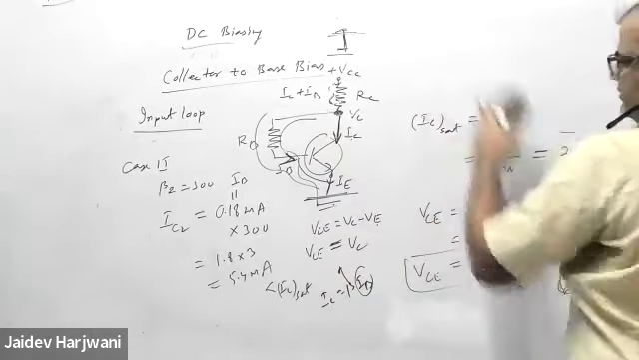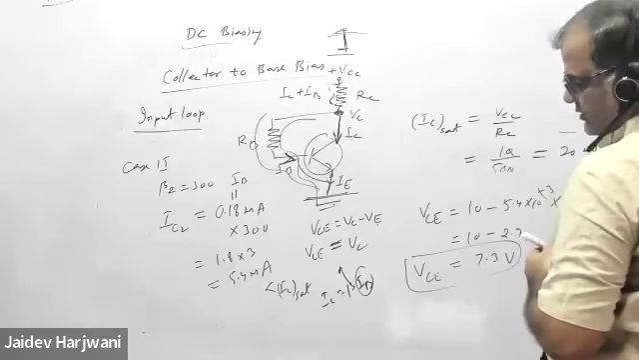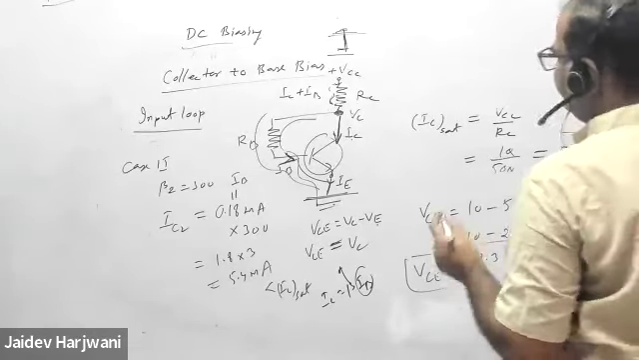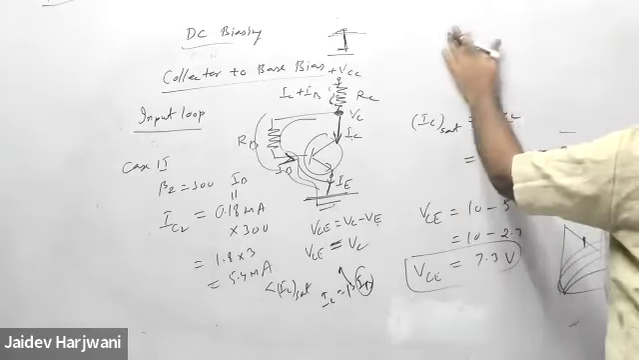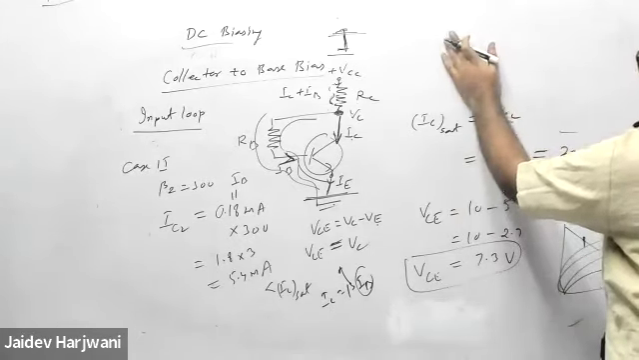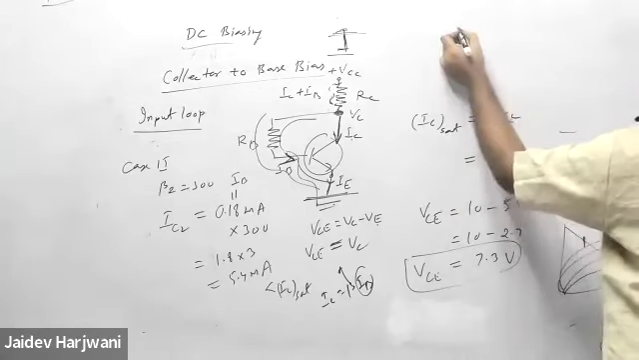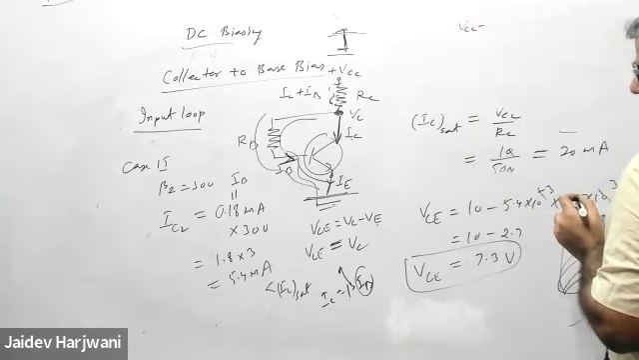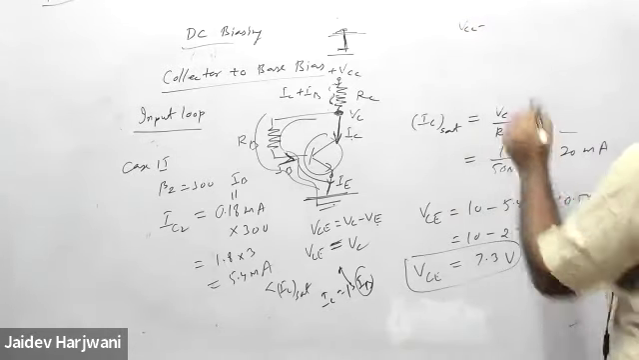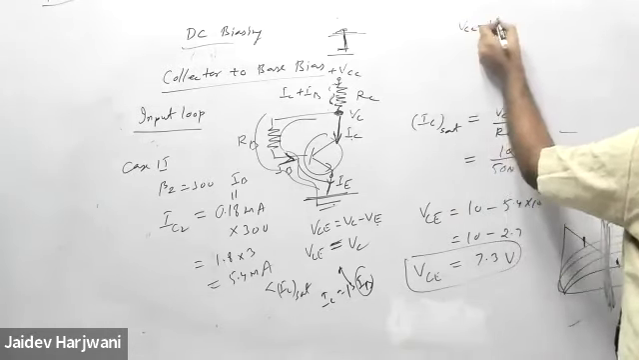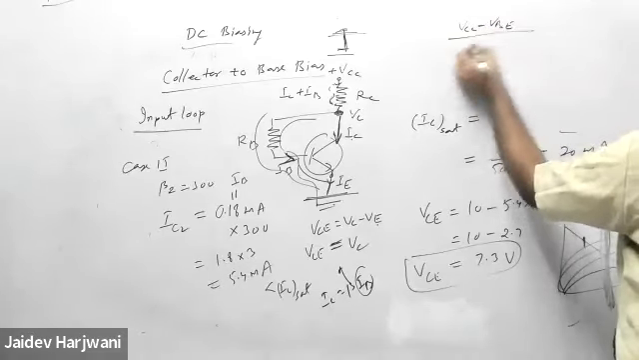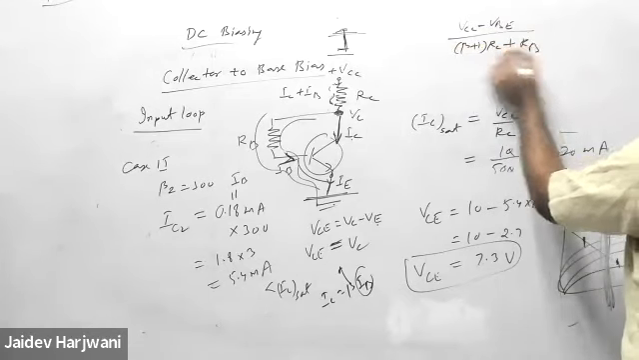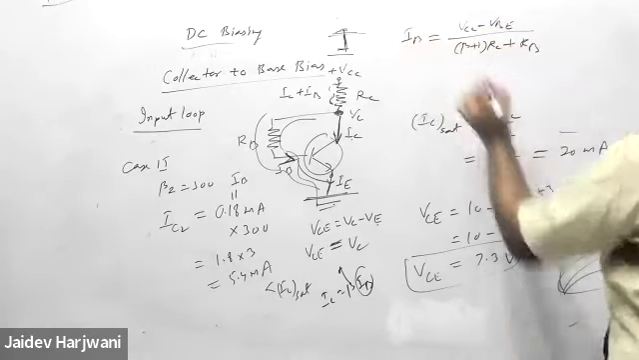According to the formula, IB is equal to (VCC minus VBE) upon (beta plus 1) RC plus RB. Beta is there in the denominator, see. VCC minus VBE upon (beta plus 1) RC plus RB, this is the formula for IB.